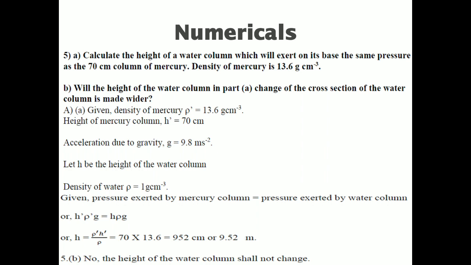Next one, what will be the height of the water column in part A if the cross section of the water column is made wider? If the water column is made wider, will the height of the water column change? No, it will not change. It will remain the same.